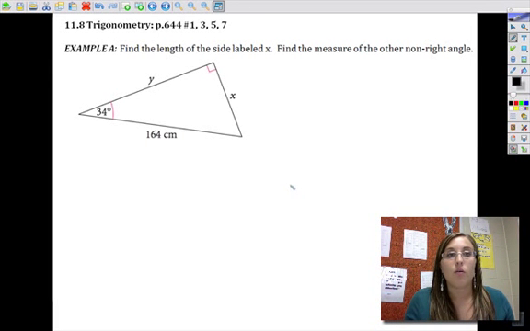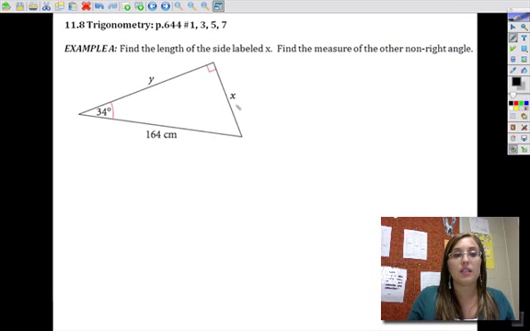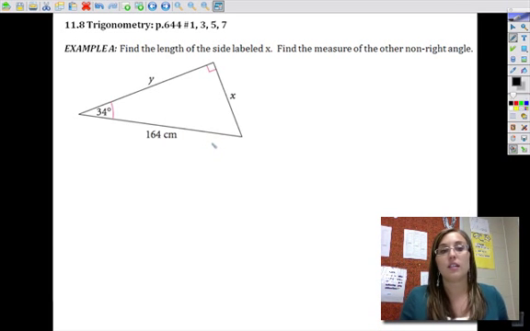All right, so now we're going to use those trigonometric ratios to help us solve problems about finding the lengths and the angles of a right triangle. In this case, all we have is one angle and one side of a right triangle, and we can use just that information to find everything else we need to about that triangle.